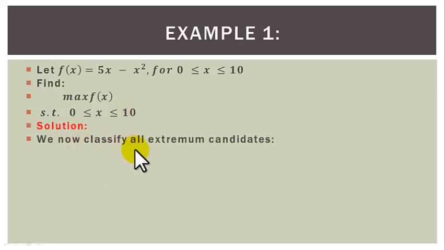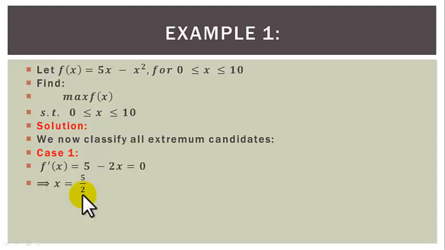We now classify all the OPTIMUM candidates. We begin with case 1. We find the first derivative f prime x, which is equal to 5 minus 2x. That's differentiating this with respect to x. That will give us 5 minus 2x. And we set that equal to 0 to find the OPTIMUM point. So solving this equation will give us x equals to 5 all over 2. So this point is a stationary point, or what we call a OPTIMUM point.